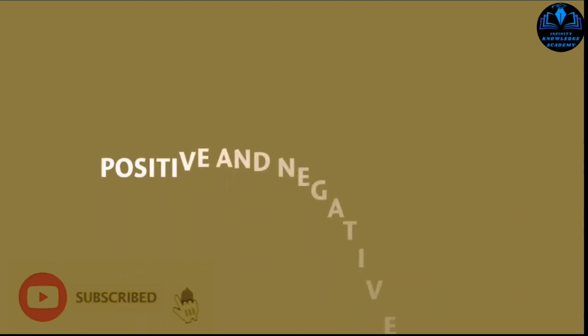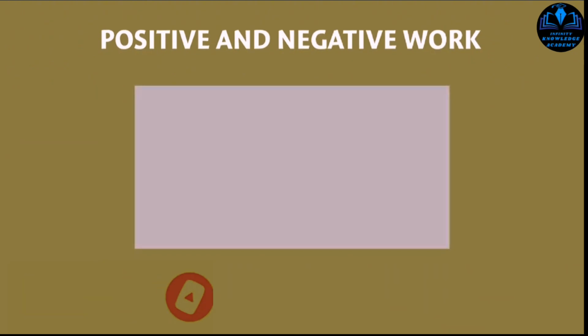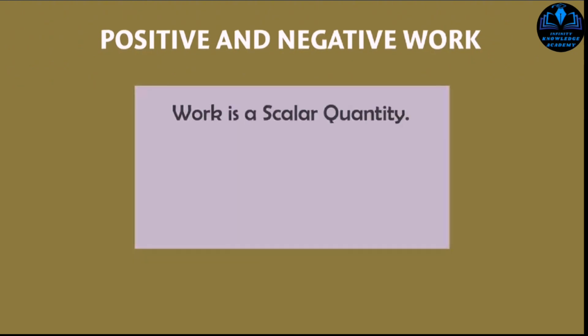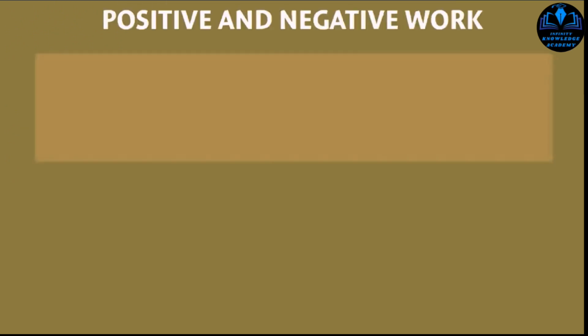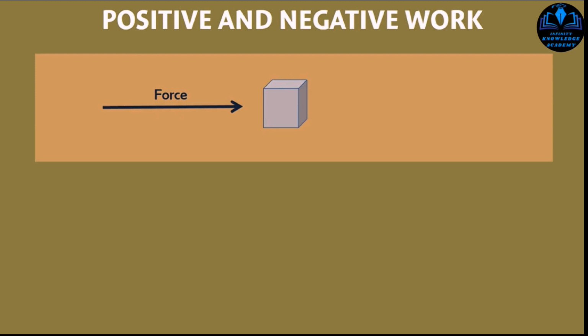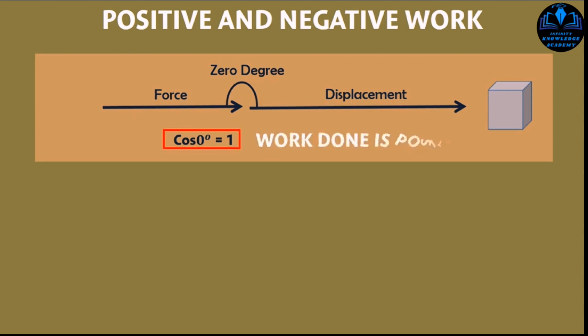Let me also teach you the concept of positive work and negative work. First of all, remember that work is a scalar quantity. Therefore, work may be positive or negative. If you exert force on an object in this direction and the body moves in this direction, then the angle between force and displacement is 0. We also know that cosine 0 degree is equal to 1. Hence here work done will be positive.